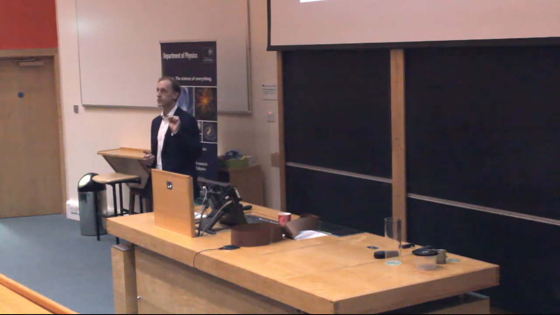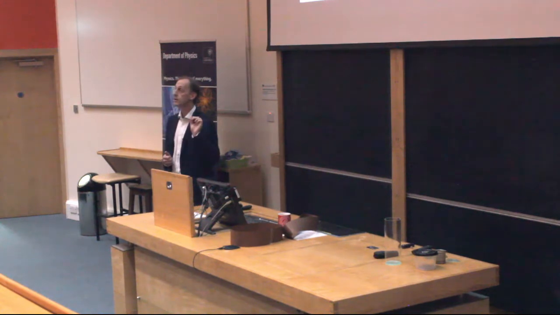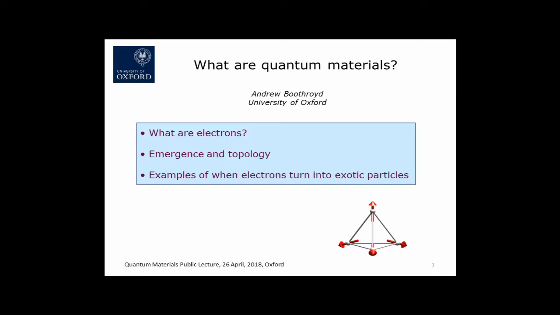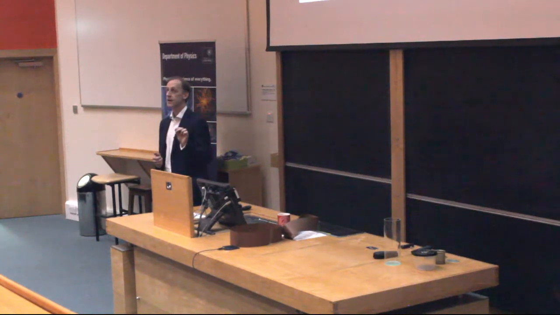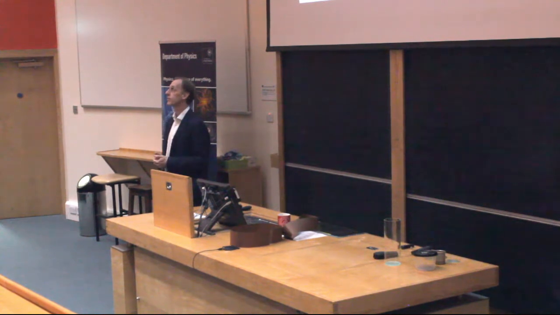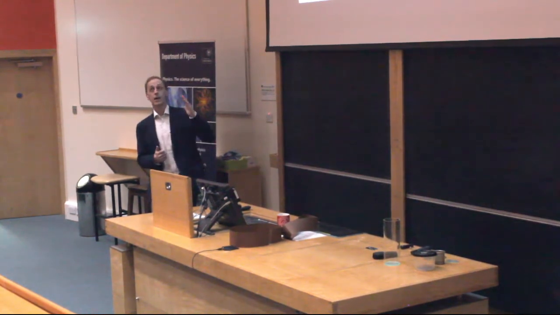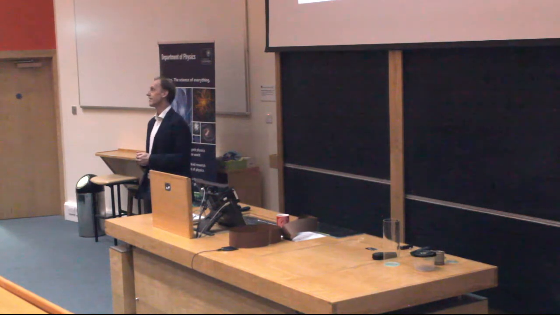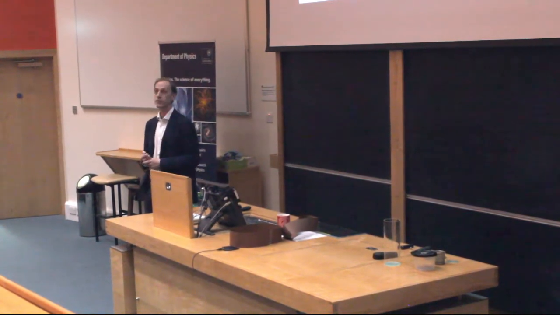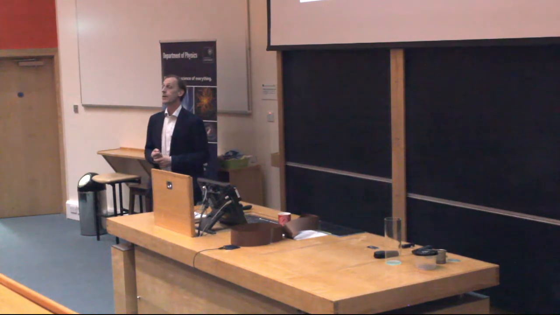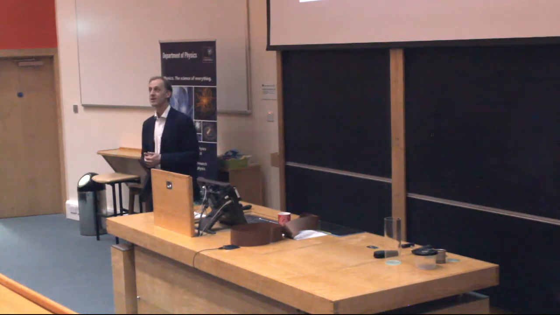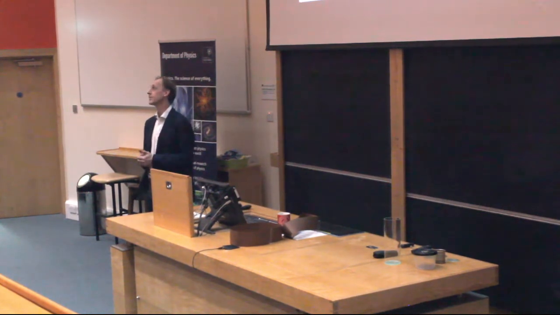I'm going to focus on two notions which are quite prominent in the field of quantum materials. These are the notions of emergence and topology, and I'll explain what those two terms mean, and how those ideas are transforming the way in which we understand quantum materials. I'll illustrate these ideas with several examples of quantum materials that we've been studying here in Oxford, in which the electrons don't behave like electrons as we're familiar with them, but masquerade as completely different types of particles, some of which aren't even known in nature yet.